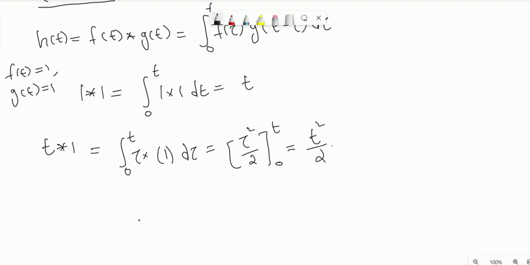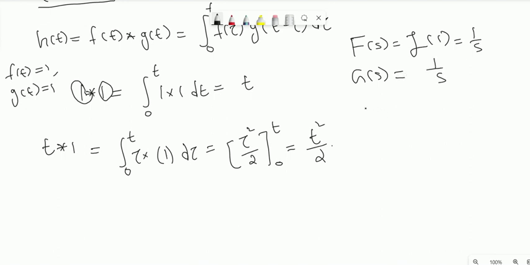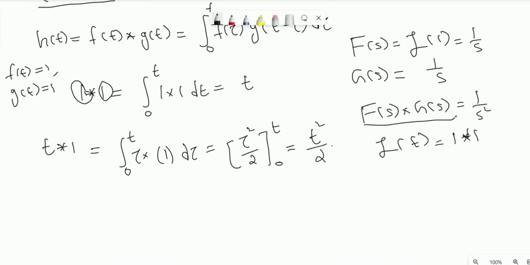Okay, you can see, if f of t equal to 1 and g of t equal to 1, f of s will be the Laplace transform of 1, which is 1 by s, and g of s is also the Laplace transform of 1, which is 1 by s. Then f of s into g of s is equal to 1 by s square, which is the Laplace transform of t, that is equal to 1 star 1.